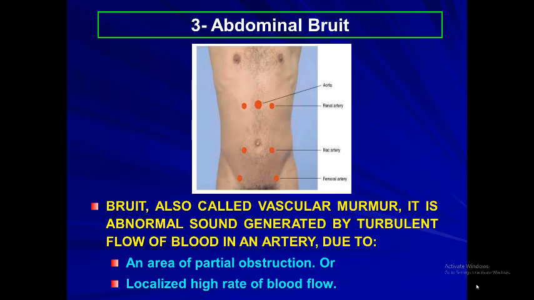Bruit, also called vascular murmur. That's to say, a murmur away from the heart is called bruit. Bruit is a murmur away from the heart. It's an abnormal sound generated by turbulent blood flow. Because with laminar normal blood flow, you will not hear sound. Turbulent blood flow due to an area of narrowing or obstruction or increased rate of blood flow will lead to a murmur, or bruit if you are away from the heart.